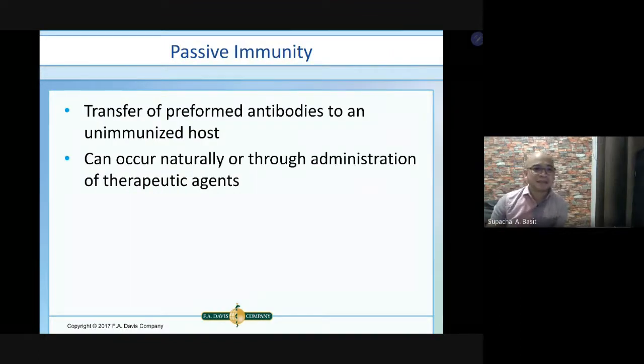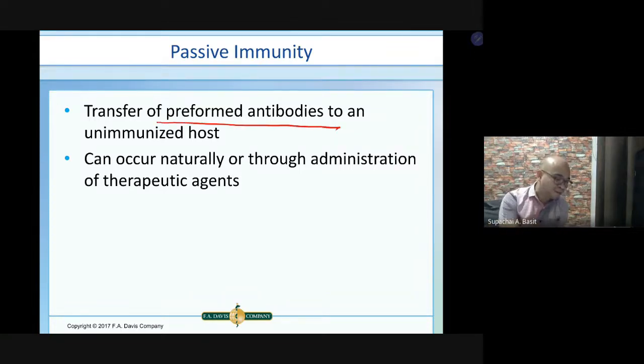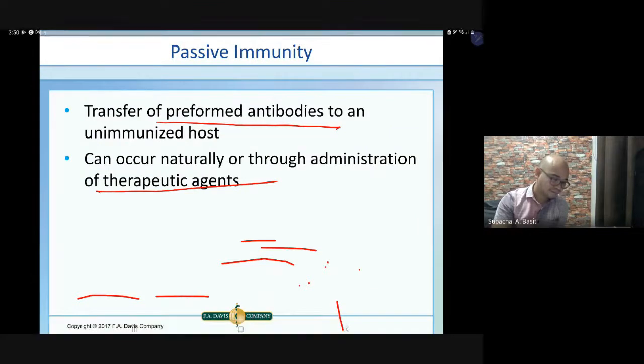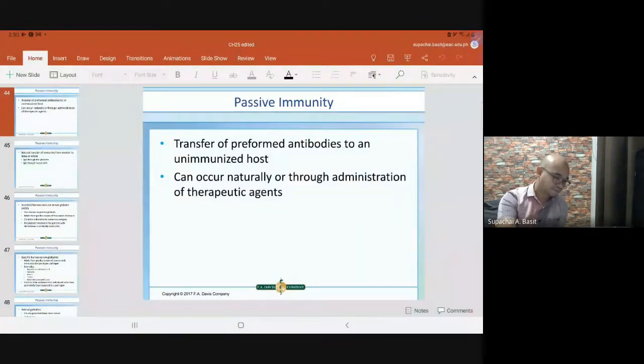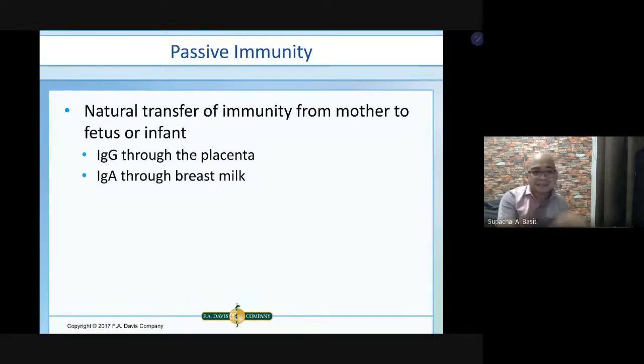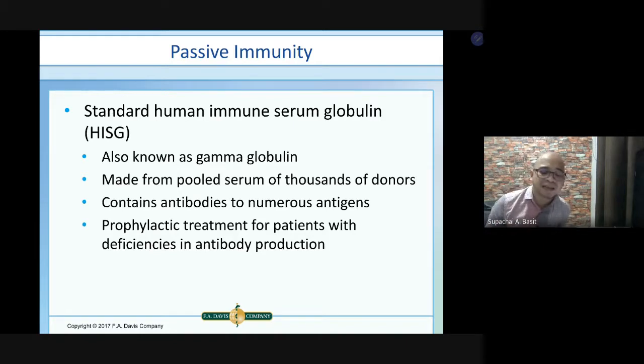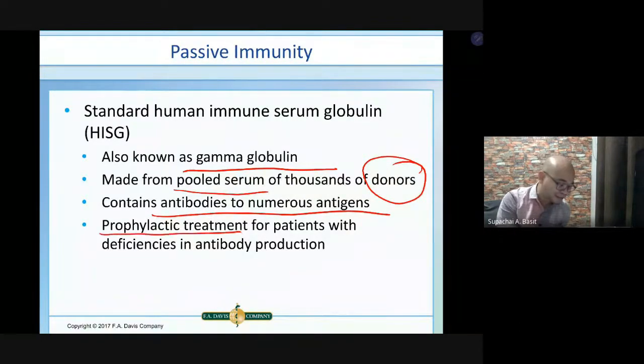Okay, let's talk about passive immunity. So passive immunity is the transfer of preformed antibodies to an immunized host. You can get it naturally or through therapeutic agents. So I think I discussed this already. When you say natural transfer, you get it from your mother, either through placenta or breast milk. But here in passive natural artificial immunity, you can get a standard human immune serum globulin. So this is also known as the gamma globulin. So it is made from pool serum from thousands of donors, contains antibodies to numerous antigens, and it has a prophylactic treatment, particularly for patients with deficiency in antibody production.